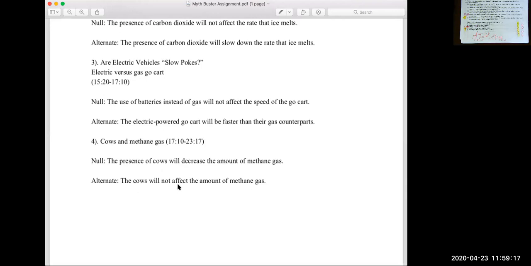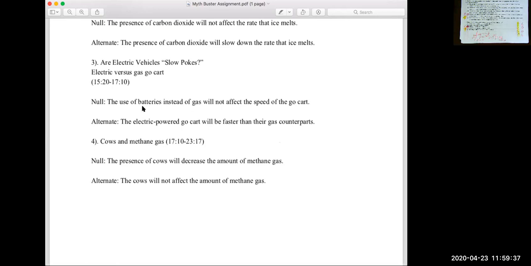The null is that the cows will not affect the amount. The alternative would be the presence of cows. So I would switch and flip these. The null is what is, and then the alternative negates it, whether it's more, less, or different, generally speaking. Good job on the counterparts.